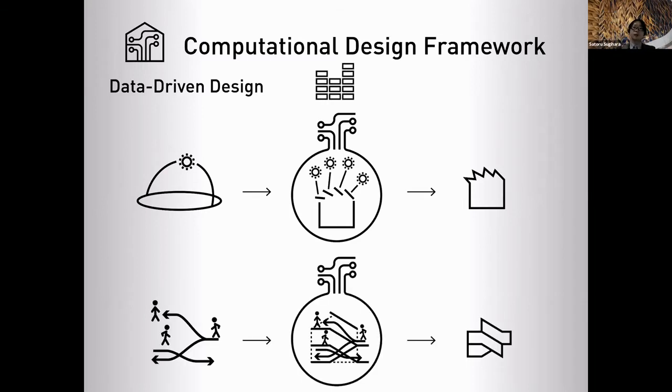Another example is when you have data on circulation, and you want to provide a building that is very efficient for certain circulation. In that case, you take the data, analyze it, and think about how to convert this data into building shape. So that's what this approach does.